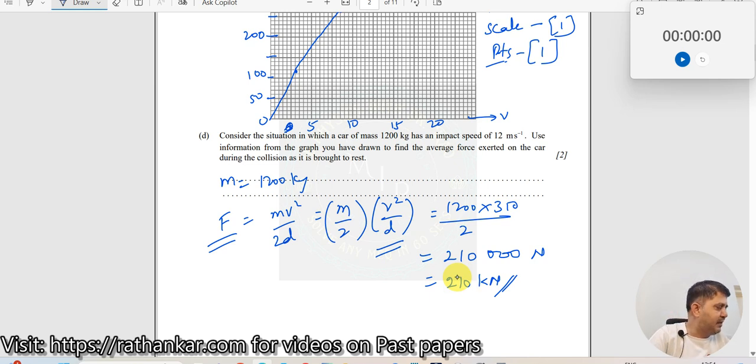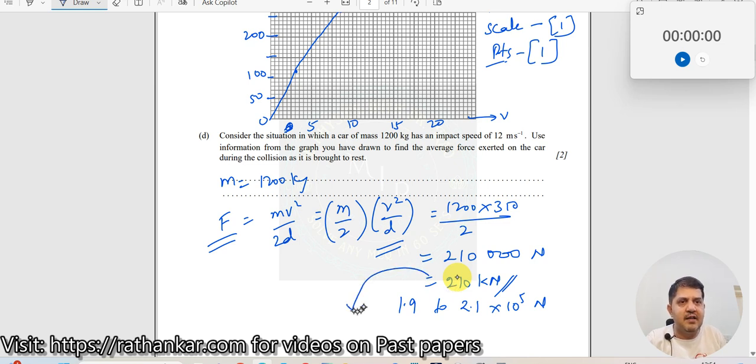Now, what does the marking scheme say? Marking says accept anything between 1.9 to 2.1 into 10 to the power of 5 Newton. Is it 2 into 10 to the power of 5? Yes, you see here 210 kilonewton is nothing but 2.1 into 10 to the power of 5 Newton. So therefore our answer is correct.